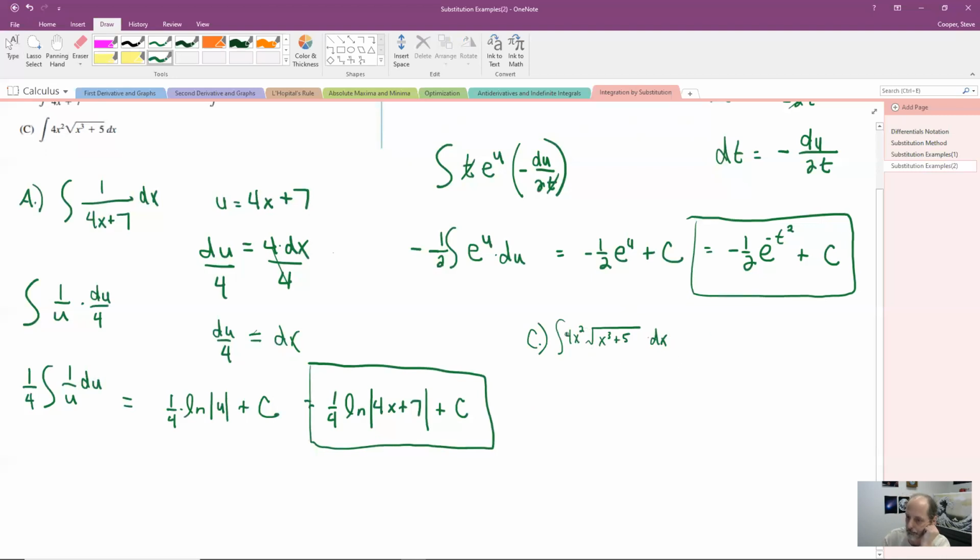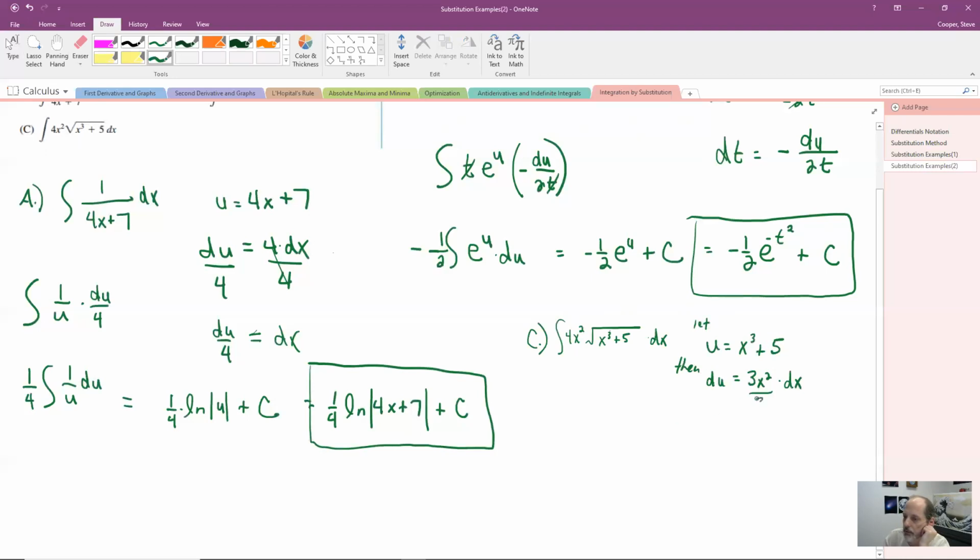Okay, so we've got this. I know that when I take the derivative of an x cubed, I'm going to get a 3x squared, and then that's going to match this x squared, so that's going to take care of this factor. So let's go ahead and let u equal x cubed plus 5. Then du equals 3x squared, and then the constant is 0, so 3x squared dx.